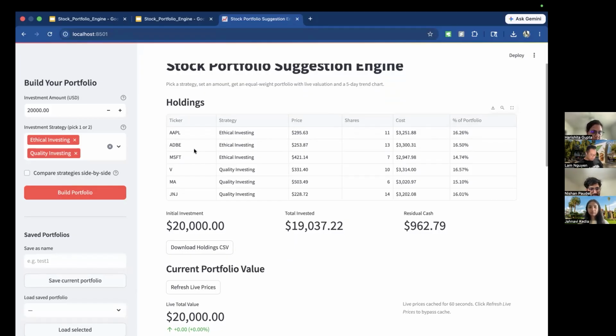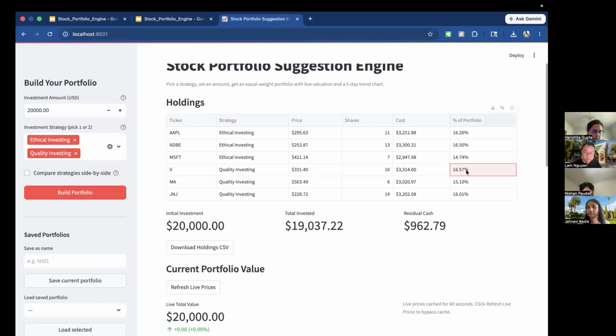Similarly, if we select, for example, the ticker V, it has selected quality investing for that, not ethical investing. So for this one, you can see ethical investing is selected. For this one, quality investing is selected. And the price is also showing up, like $331 for this one, and I'm buying 10 of it, so the total cost will be this.